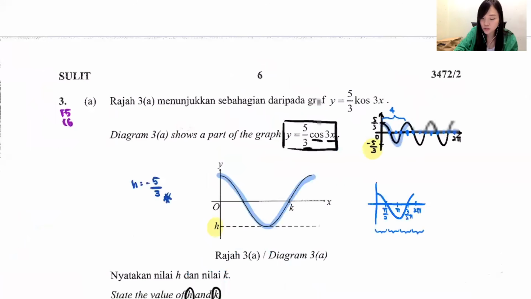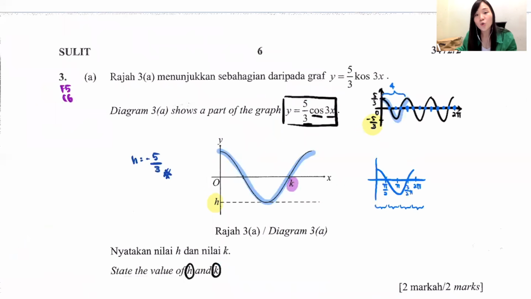And now the question wants me to find K. Where is the K located? Isn't it the K located at here? Can you see the one in purple color? So how do I find the one in purple color? I think quite easy, my dear. You want to find K. So 0 to 2 pi, exactly the width is 2 pi.